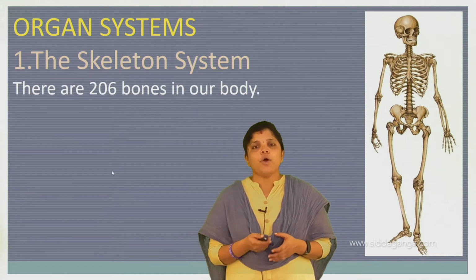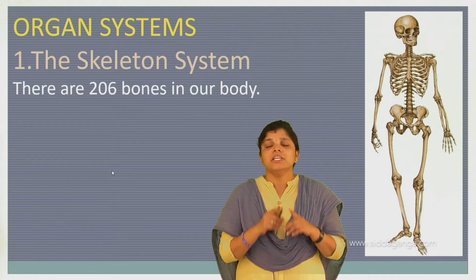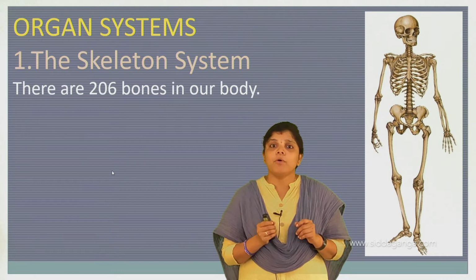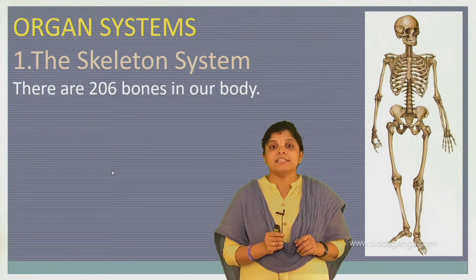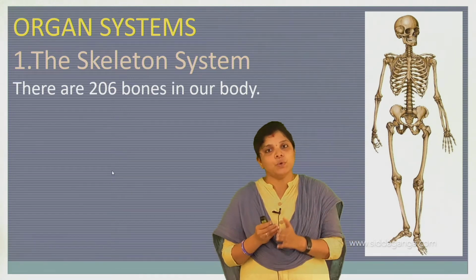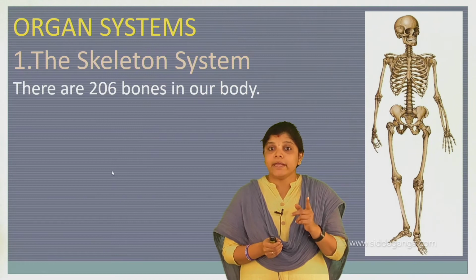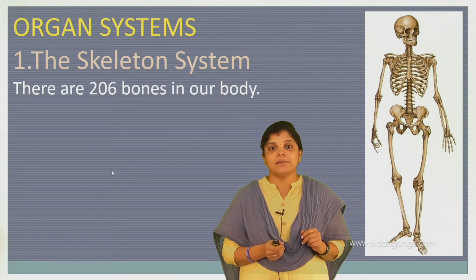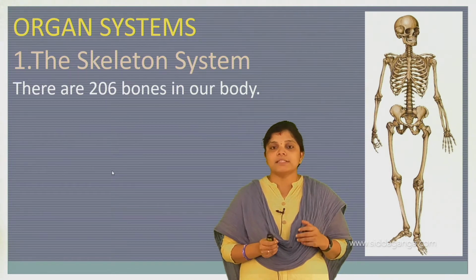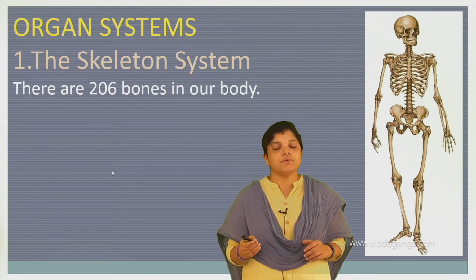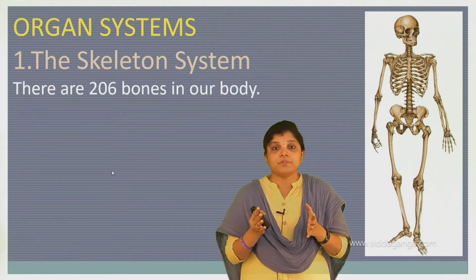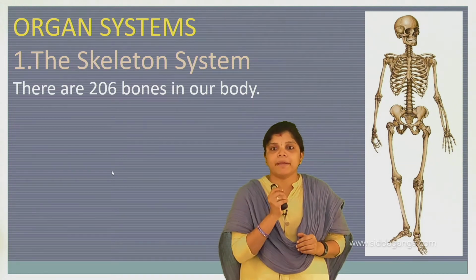Normally this skeletal system gives shape to our body, and the skeletal system also helps us to move from place to place. The main function of the skeletal system is that it helps to protect our internal organs. For example, the skull. The skull protects our brain.